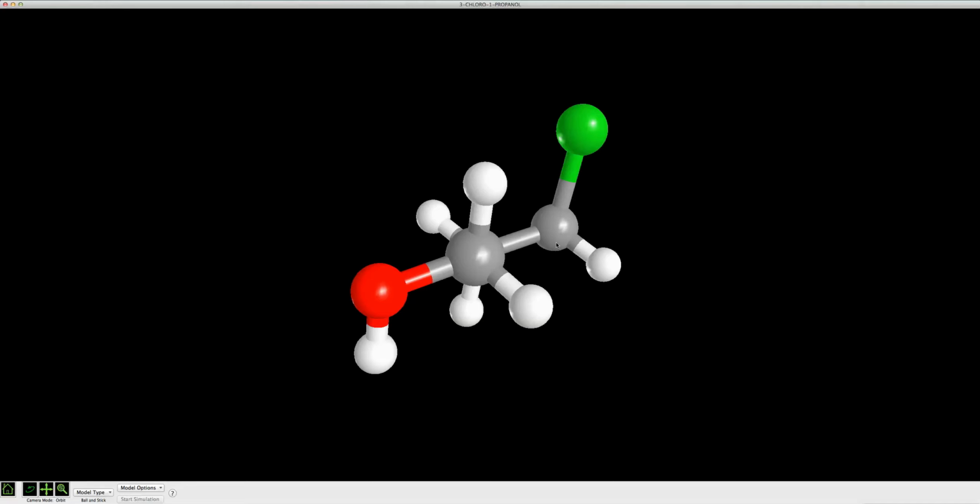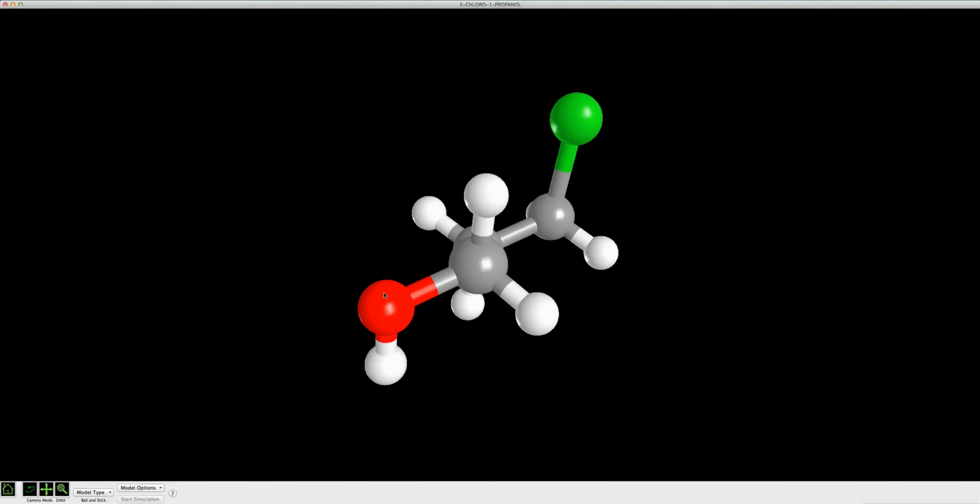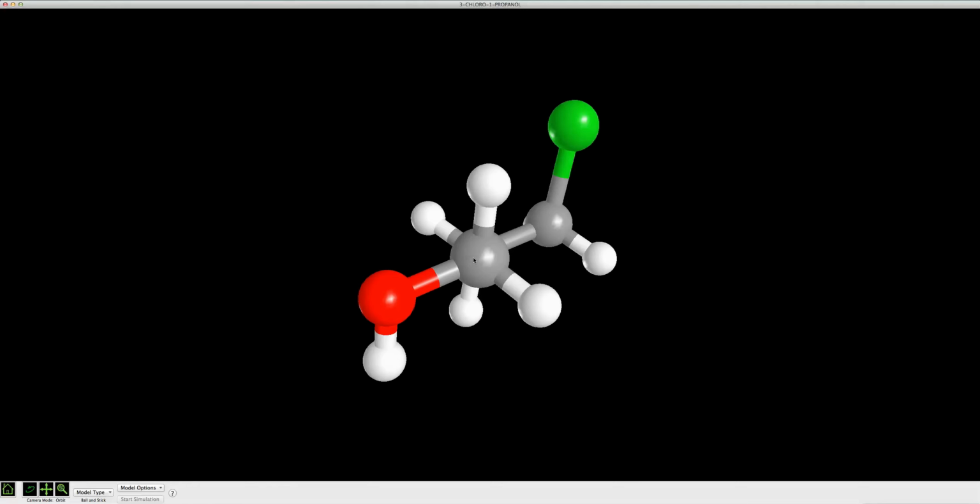We want the 2 biggest groups to be as far apart as possible. And so we see that that is indeed the case, because we have the OH and we have the CH2Cl at 180 degrees apart. This kind of projection is called a Newman projection. And I would like to draw this molecule for you showing this type of dimensionality, but now it'll be on a 2-dimensional surface.